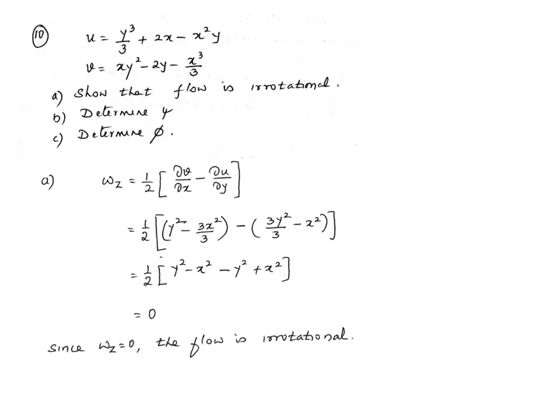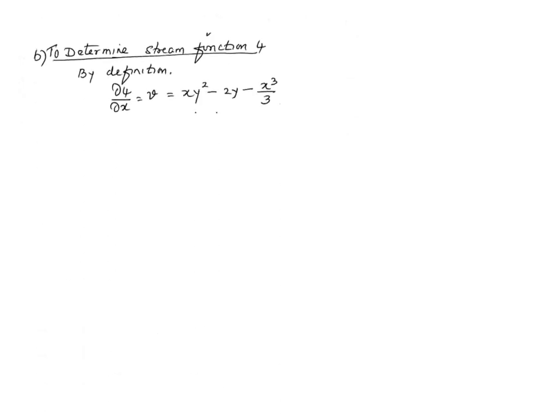Now we'll go ahead with finding the stream function value, the psi. So by definition you know that dou psi by dou x is v. So here the v value is given. So v is xy square minus 2y minus x cube by 3. Now you integrate this with respect to x. So when you integrate this, we get integration of x is x square by 2 minus 2y, integration of 1 is x, so it is minus 2xy, integration of x cube is x to the power of 4 by 4 into 3 is 12. So we get equation 1.